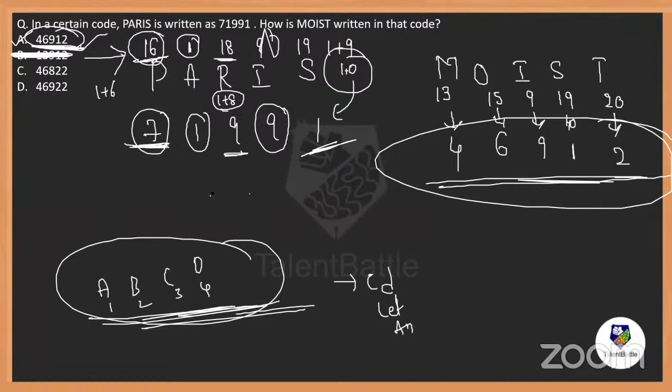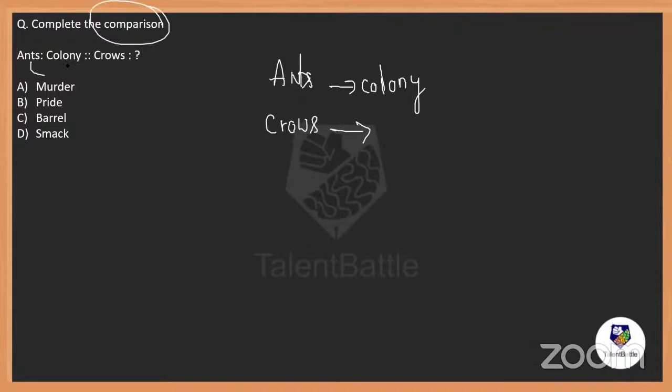Now the next one. This is called analogy. So how are ants and colony connected? First find that, and then we need to form the same for this. How are these two connected? Complete the comparison. So first find the connection between these two and then connect these two. Ant and colony.